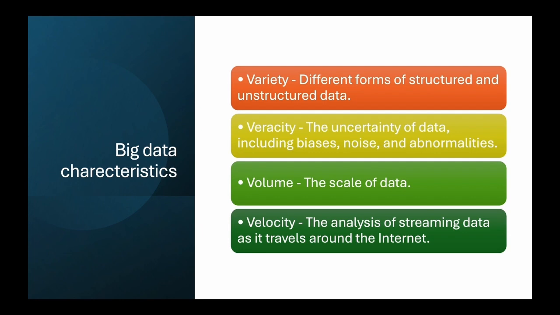Veracity, the uncertainty of data, includes biases, noise, and abnormalities. هي صحة البيانات، لازم تكون البيانات موثوق فيها. Volume, the scale of data، هي حجم البيانات، كبرها يعني. Velocity, analysis of streaming data as it travels around the internet، سرعة انتشار البيانات.